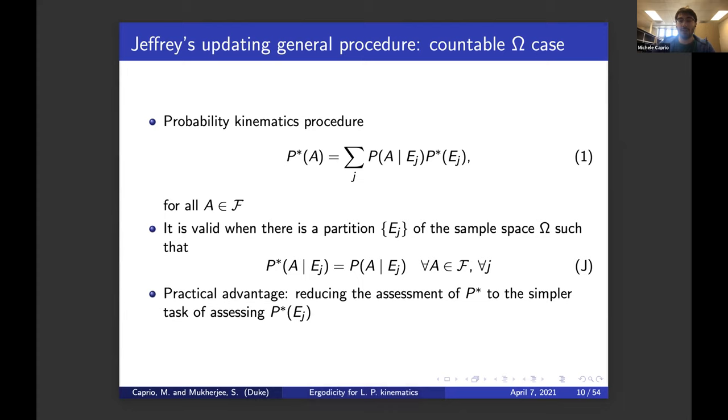And the first thing that struck me when I started working with this was, oh, but this is such a strong assumption. And in reality, it is not. And I'll show you later why. But once we accept that we can proceed as such, we have a practical advantage, that is, we reduce the subjective assessment of the posterior to the simpler task of assessing the posterior of just the elements of the partition.